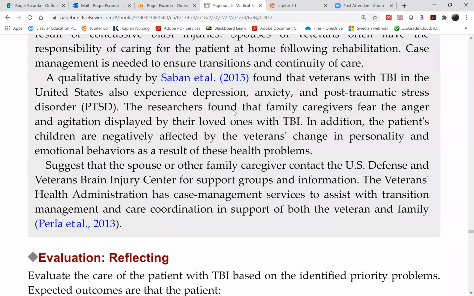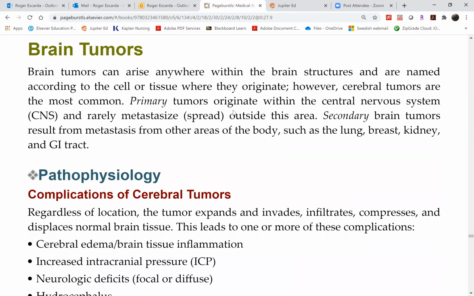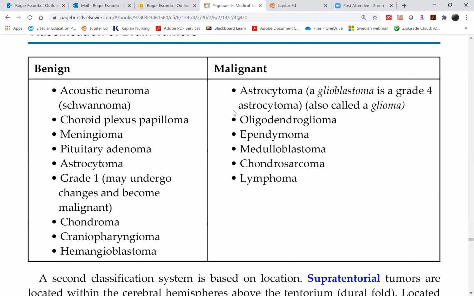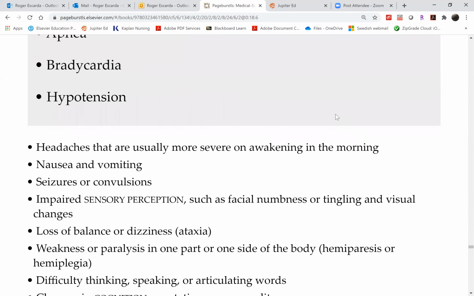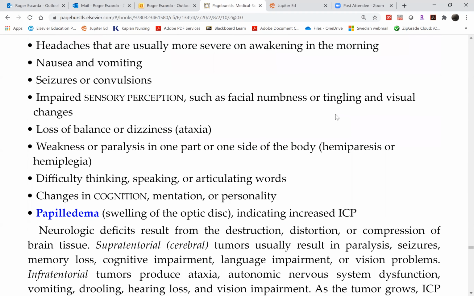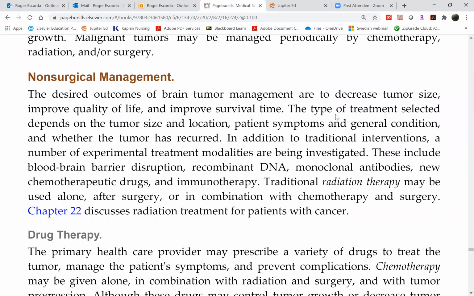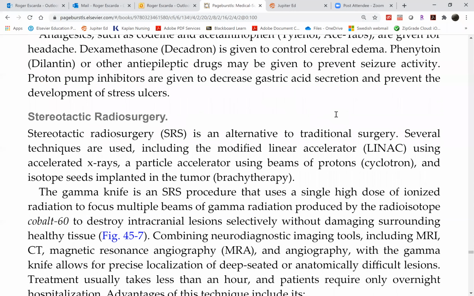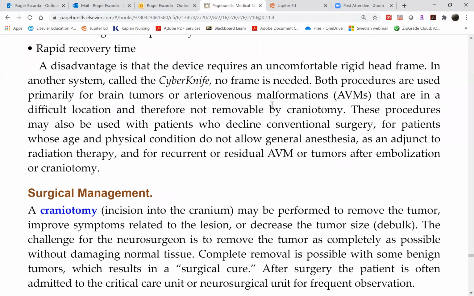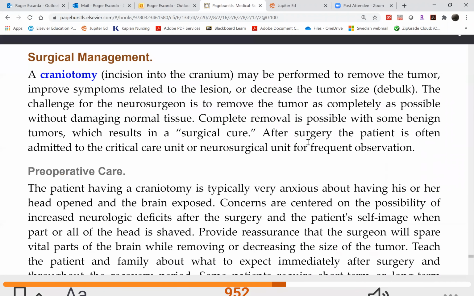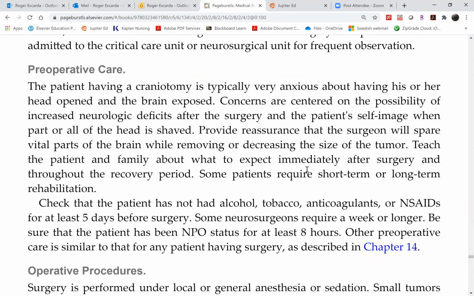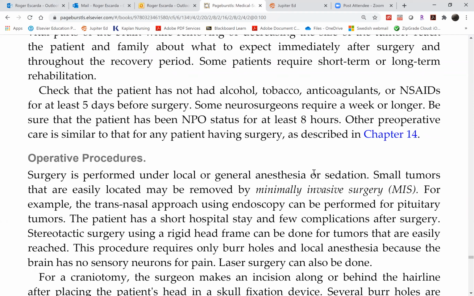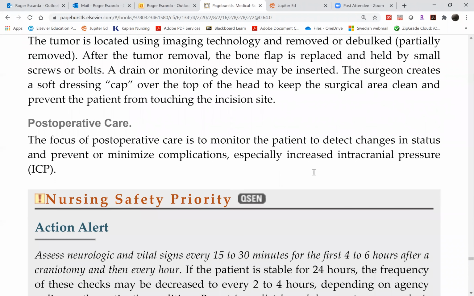Don't ask me why they put it there. Probably because that's one of the interventions for a brain tumor, but they clustered everything because whether the surgery was for a brain tumor or to decrease ICP, it's still brain surgery. Right here, page 952. Pre-op will be the same as any other patient who is undergoing surgery, so none of that. Our focus is on post-op care.